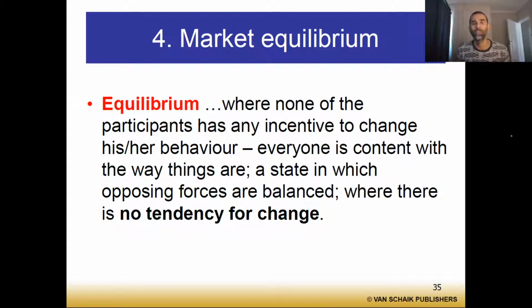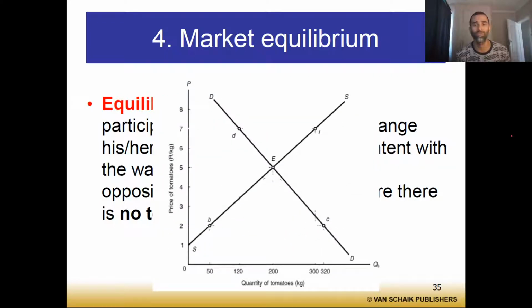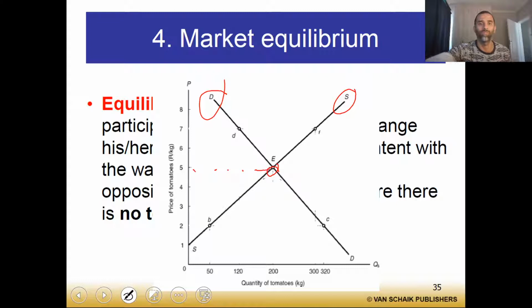In other words, the plans of suppliers and the plans of buyers coincide. Now this happens when demand intersects with supply. Graphically, we illustrate it as follows. So here you have a supply curve given by S, a demand curve given by D, and they intersect at point E over there at a price of 5 rand and a quantity demanded of 200 kilograms.